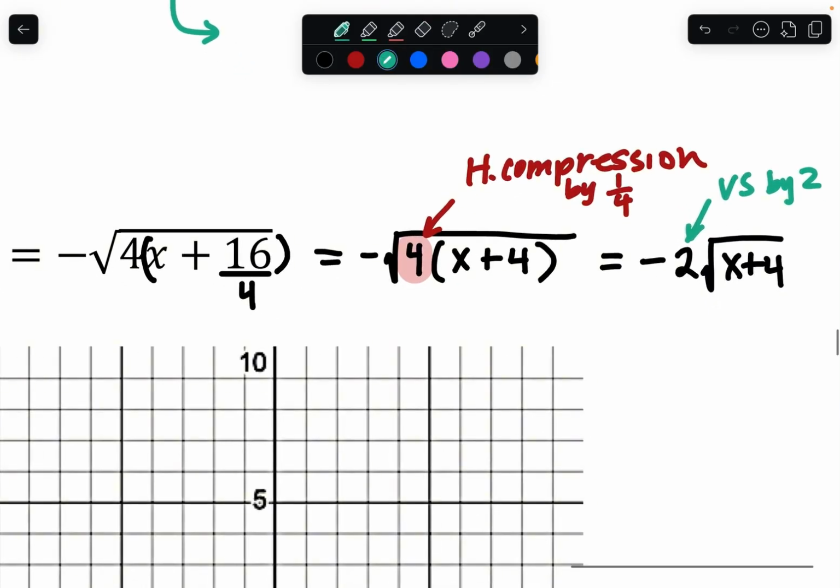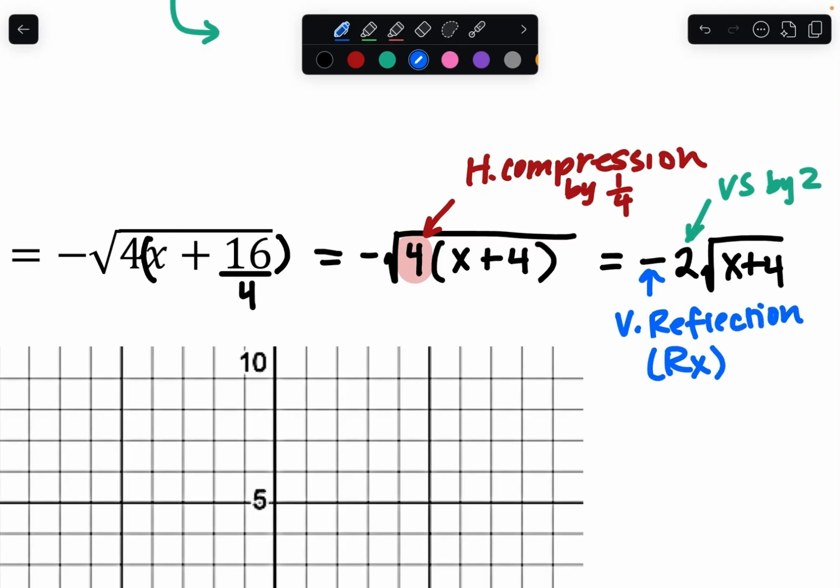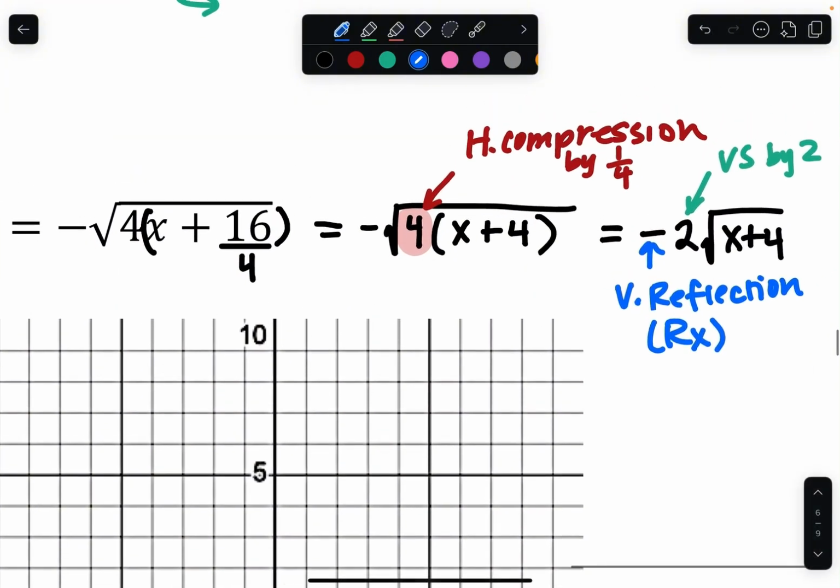Okay, and so I am going to graph the reflection across the x-axis. I'm going to call that a vertical reflection. Also known as a reflection across the x-axis. We're going to vertically stretch by 2, and then we are also going to move left 4.